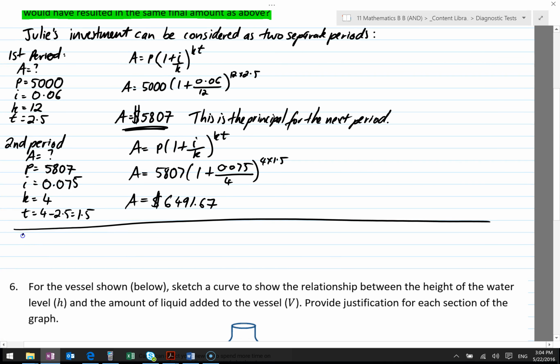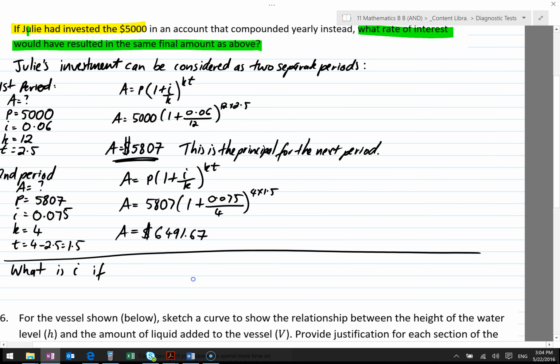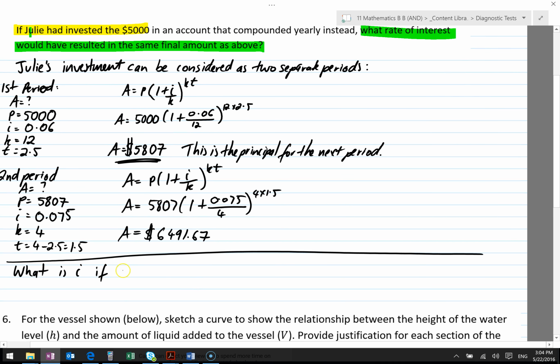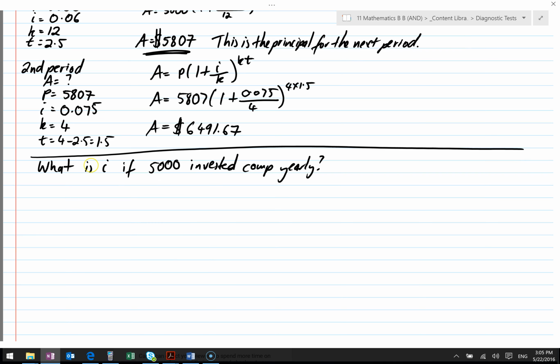Okay, so what is i if the $5,000 was invested compounding yearly? And that's a question we need to answer. Okay, so I'll have a go at that.